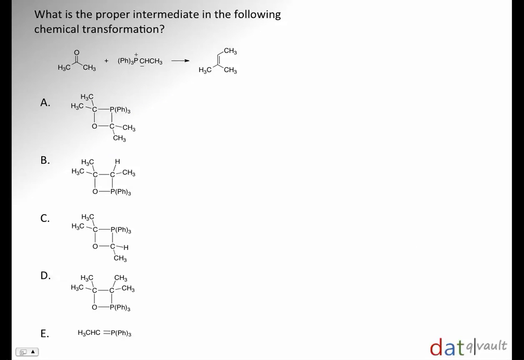Alright, so let's do a sample DAT question. This question's pretty complicated, so you might not see one quite this complicated on the DAT, but it kind of covers all the ideas behind the Wittig reaction. So here we're asked to identify the proper intermediate in this following chemical transformation. So why don't you go ahead and take a second, pause the video, try to answer this question to the best of your knowledge, and then we'll solve it together.